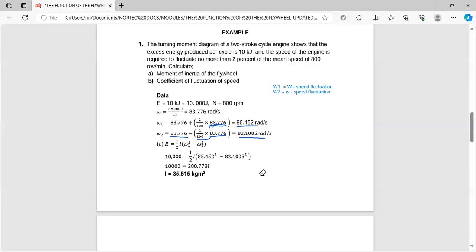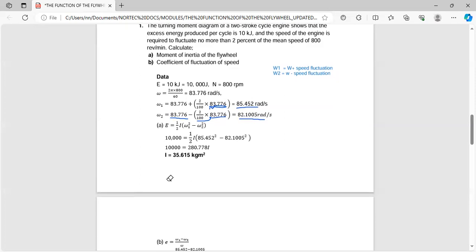Then we just do the substitution. When I worked out what was on the right, it gave me 280.778. The I is still there. The next thing is just to divide both sides by this 280.778. Then the final answer for my moment of inertia is 35.615 kg square meter.